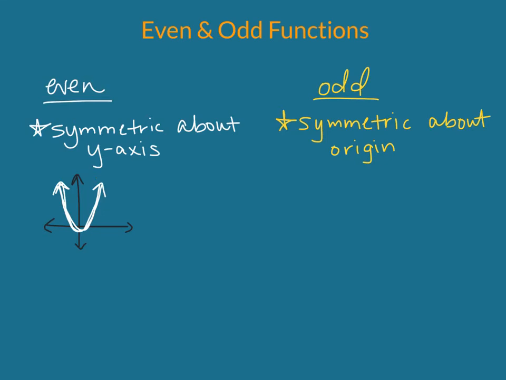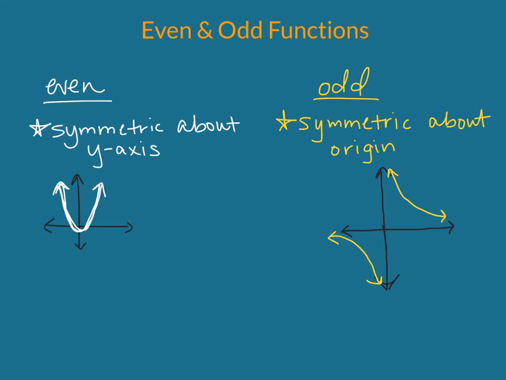A graph is symmetric about the origin when you could flip it over the x-axis and then the y-axis in either order, and it would land on top of itself. An example could be the function 1 over x, which looks something like this in quadrants 1 and 3. If you were to flip this over the x-axis and then the y-axis, each part of it would still land on top of itself. So that is an example of something being symmetric about the origin.